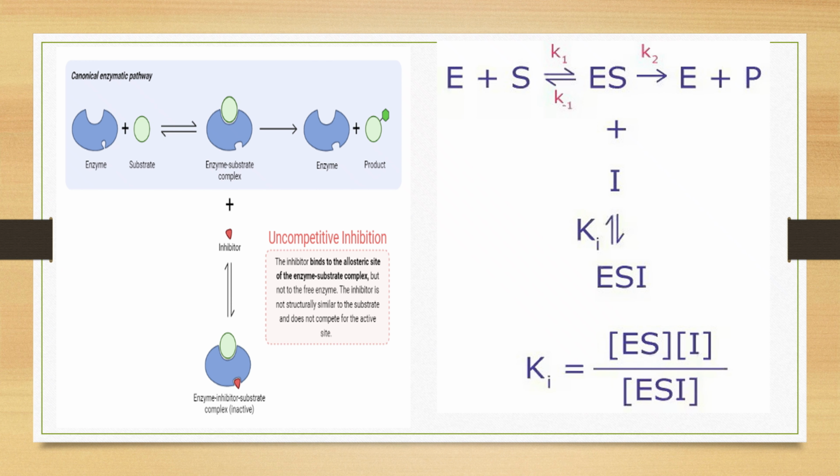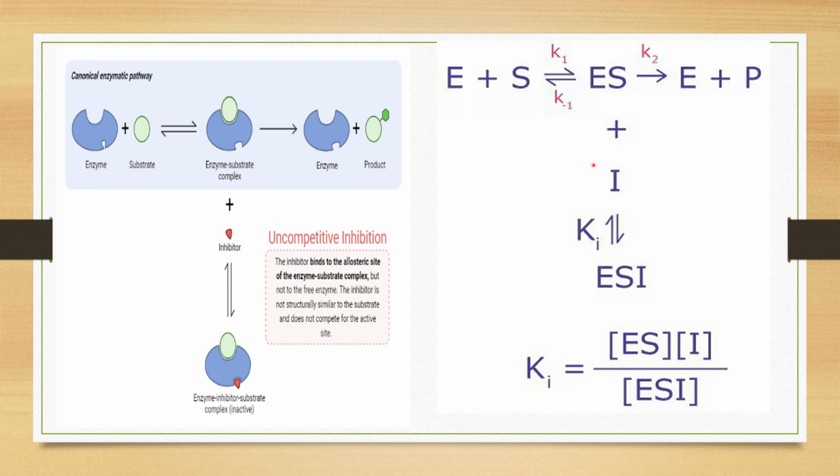Now this diagram is showing how the uncompetitive inhibitor acts. The uncompetitive inhibitor only binds to the enzyme-substrate complex. You can see the red color is the uncompetitive inhibitor, which is only binding to the enzyme-substrate complex, leading to the inactivation of the enzyme so that the enzyme doesn't catalyze the reaction. The uncompetitive inhibitor binds to the allosteric site of the enzyme, and it only binds to the enzyme-substrate complex. The uncompetitive inhibitor is structurally not similar to the substrate.